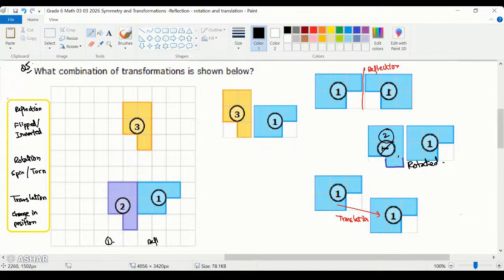1 to 2 cannot be a reflection, right? Cannot be a translation. Then it has to be a rotation. Agreed? So we cancel out what is not possible. Okay?